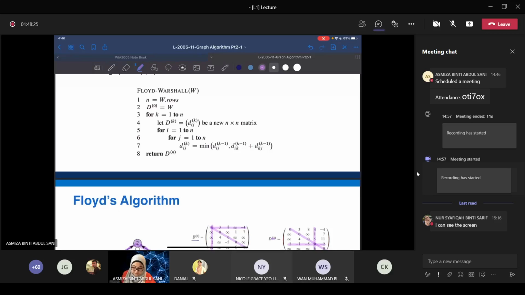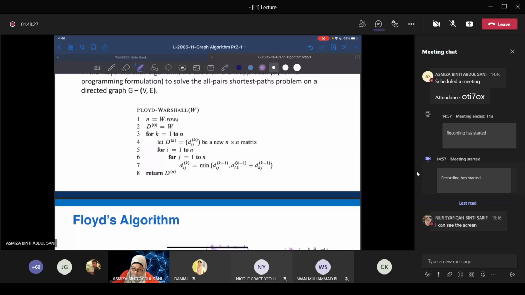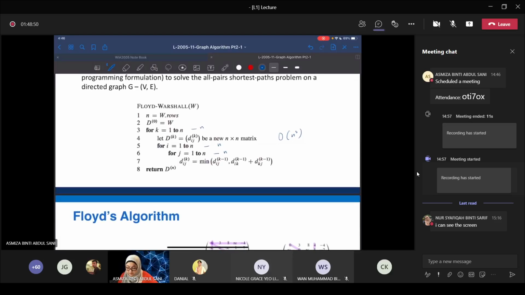Right. So if you see here, the runtime complexity for this one would be n. Okay, and then this one is also 1 until n, and then we also have this nested loop n. So n times n times n, we're going to be getting order of n cube, right? Okay. Any question, class?